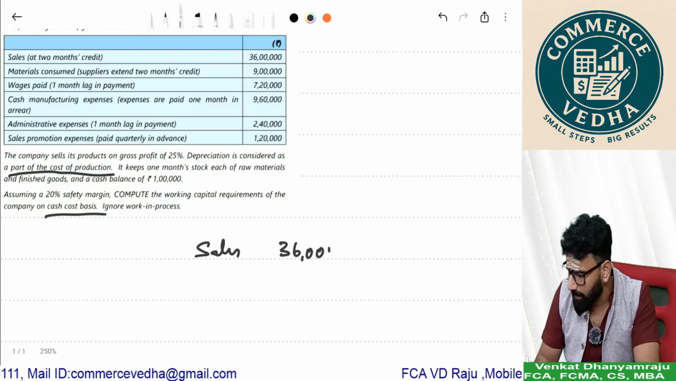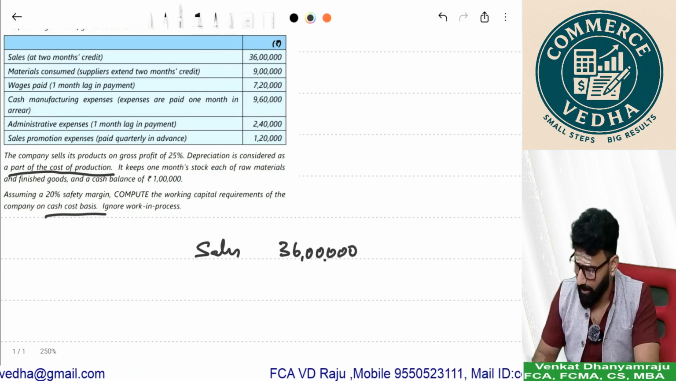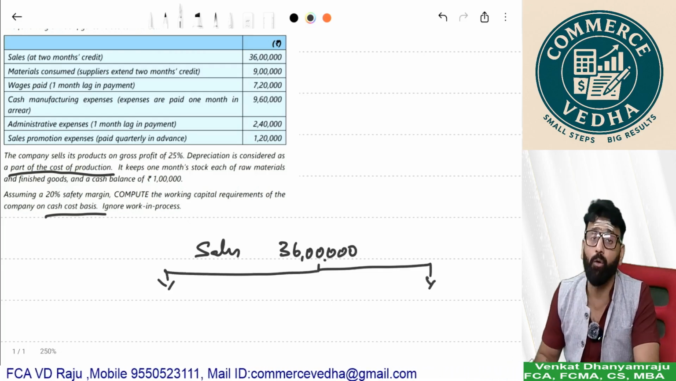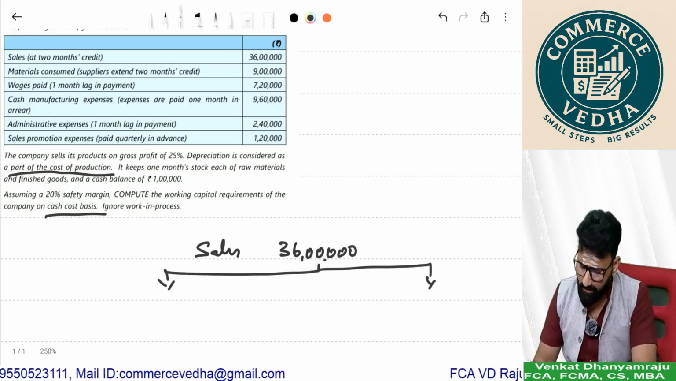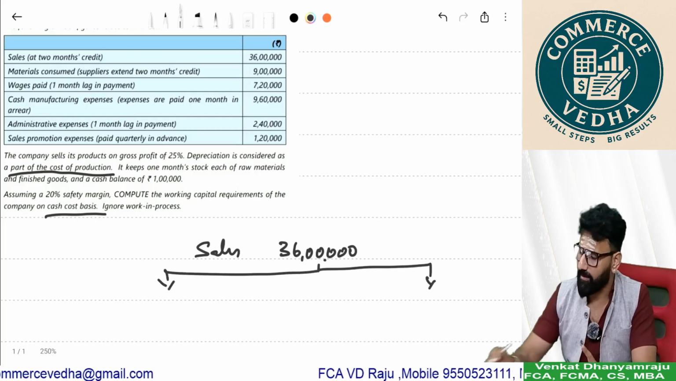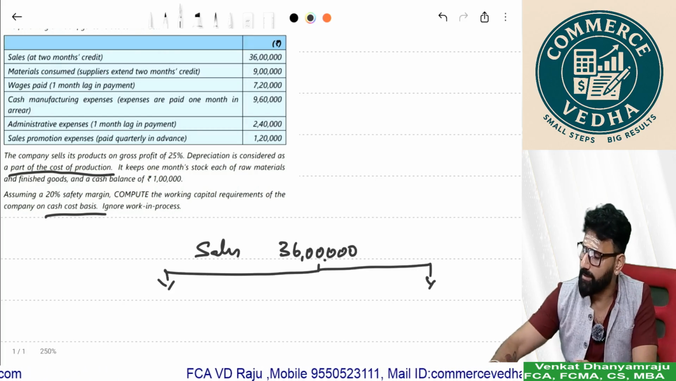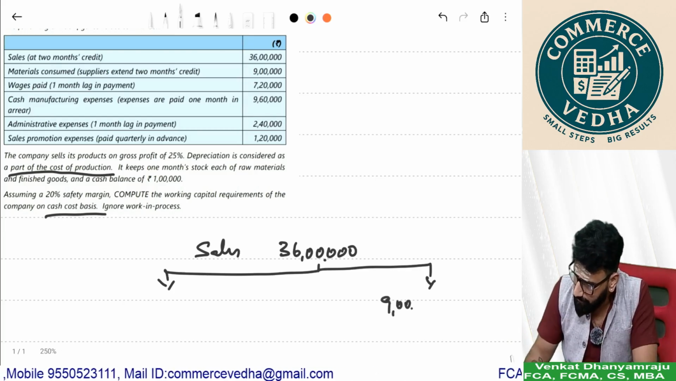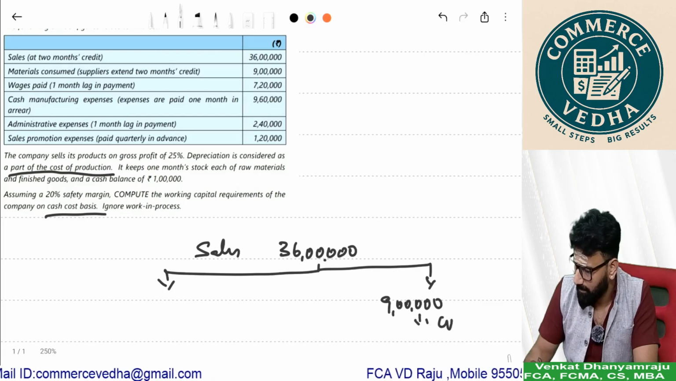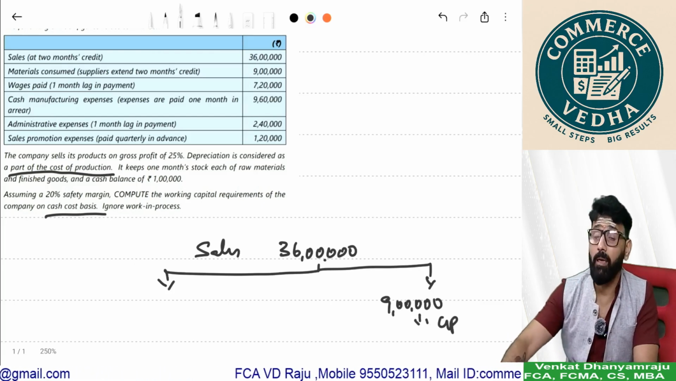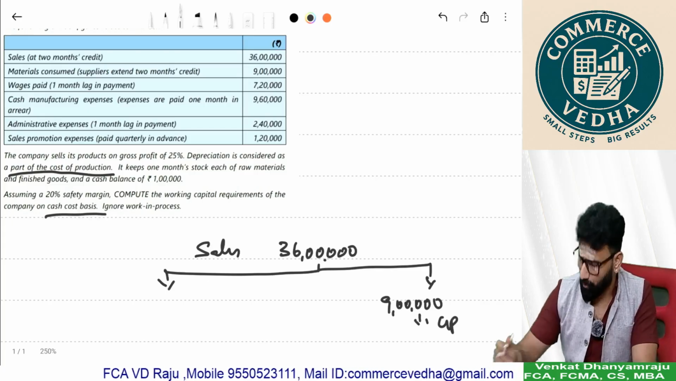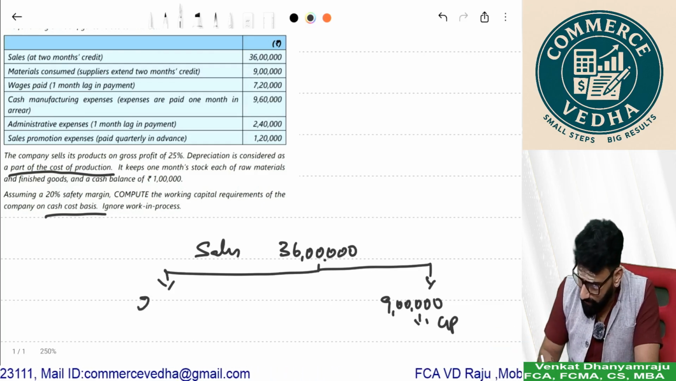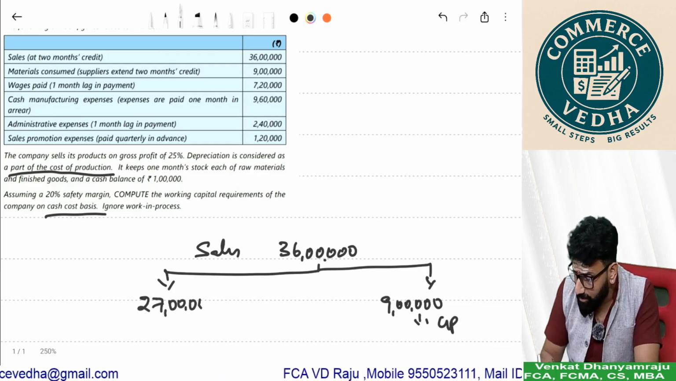36 lakhs. Basically, there are two things here. There is a shortcut, but I want to go into detail on this. It says your gross profit is 25%. So if I remove my gross profit from 36 lakhs, 9 lakhs is my gross profit. So my cost of production should be 27 lakhs. I'm talking about cost of production.